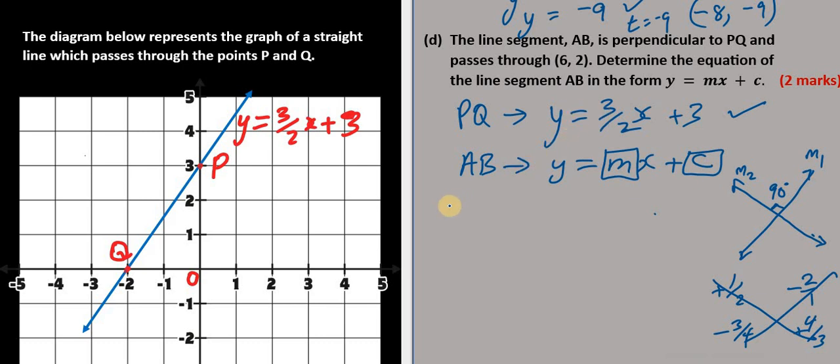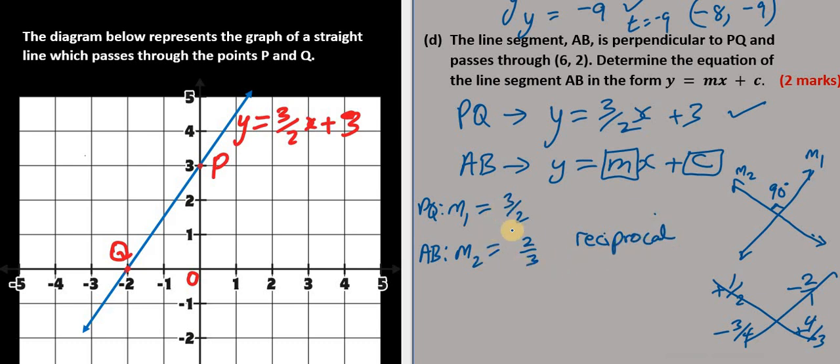What's the gradient of line PQ? Let's call the gradient of line PQ M1, so M1 will be 3/2. That's the gradient for line PQ. The gradient for line AB, therefore, let's call it M2, the second gradient. In this case, it's going to be the negative reciprocal. So we flip to get the reciprocal, 2/3. Just spelling that out so you can get it: reciprocal.